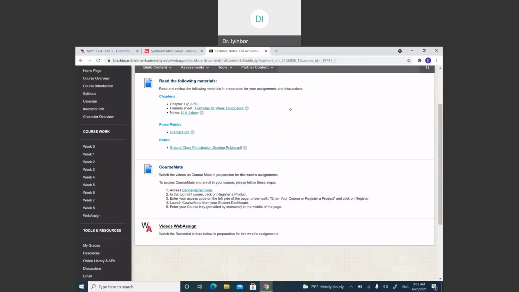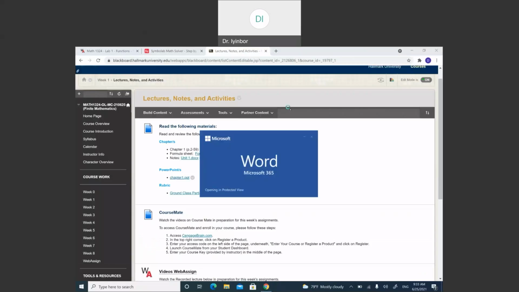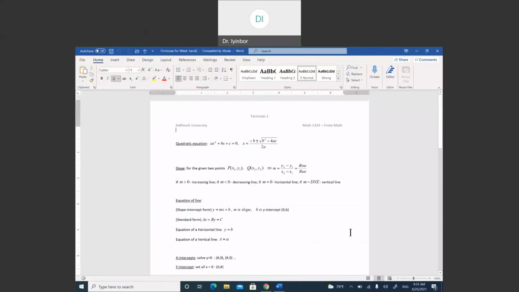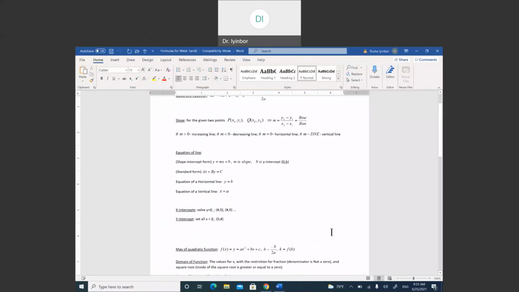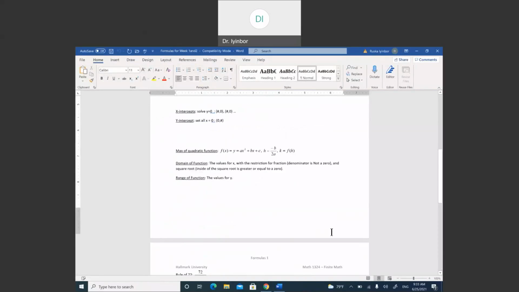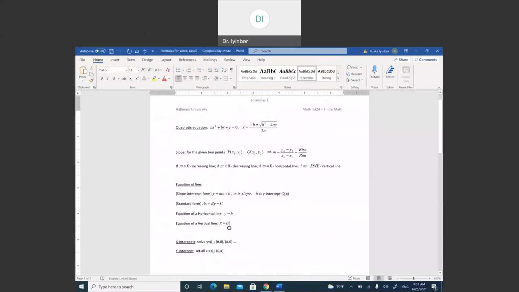What I'm going to need for this week is this formula sheet. I'm going to open that formula sheet, and all the formulas for this week are going to be in this Word file. The first page has the formulas for week 1, and the second page has the formulas for week 2. So this is the formula sheet for weeks 1 and 2. In week 1, we're doing a review from algebra, okay?